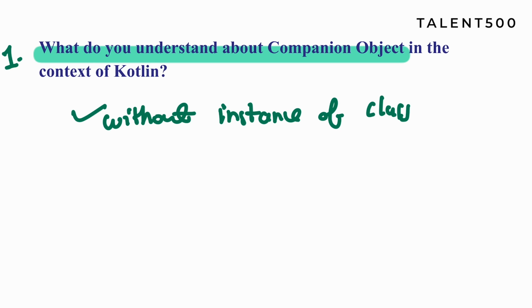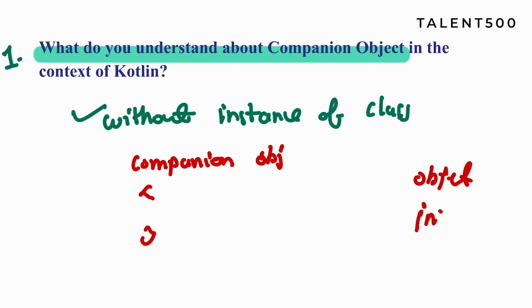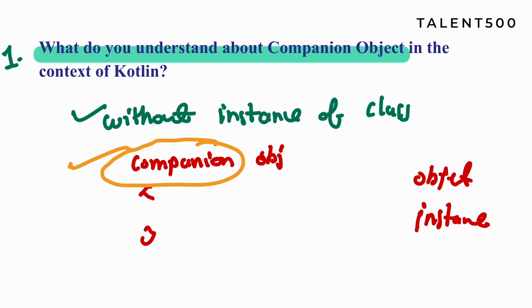So let's say I'm making a companion object inside my class. Then in that case, I can access the members of the class by just the name of the class. I won't need to create a new object instance for my class. And to create a companion object, you just have to add one keyword, that is the companion keyword. In front of the object declaration, just put this companion keyword and you will be good to go.